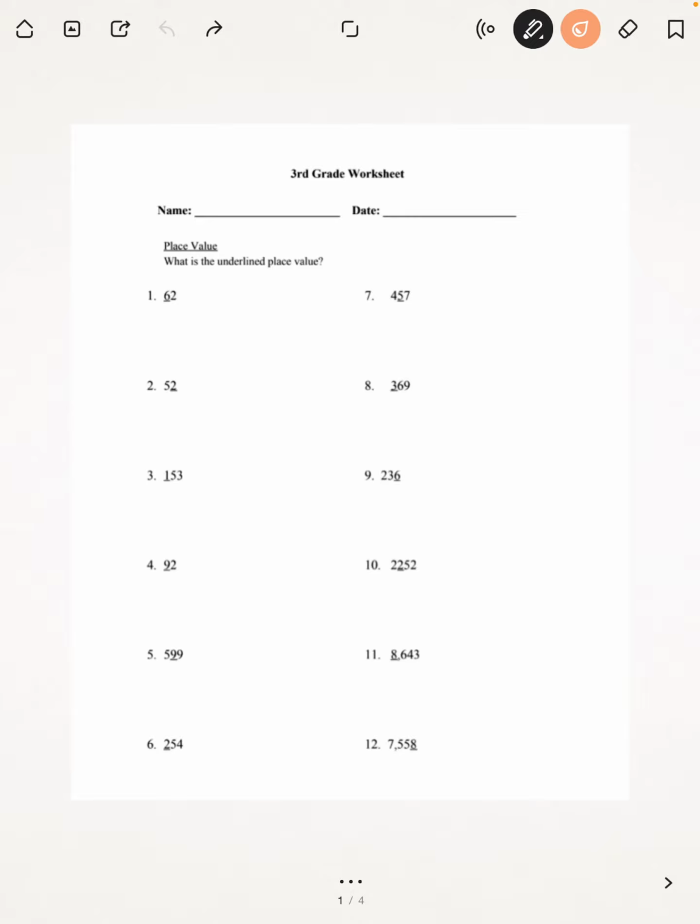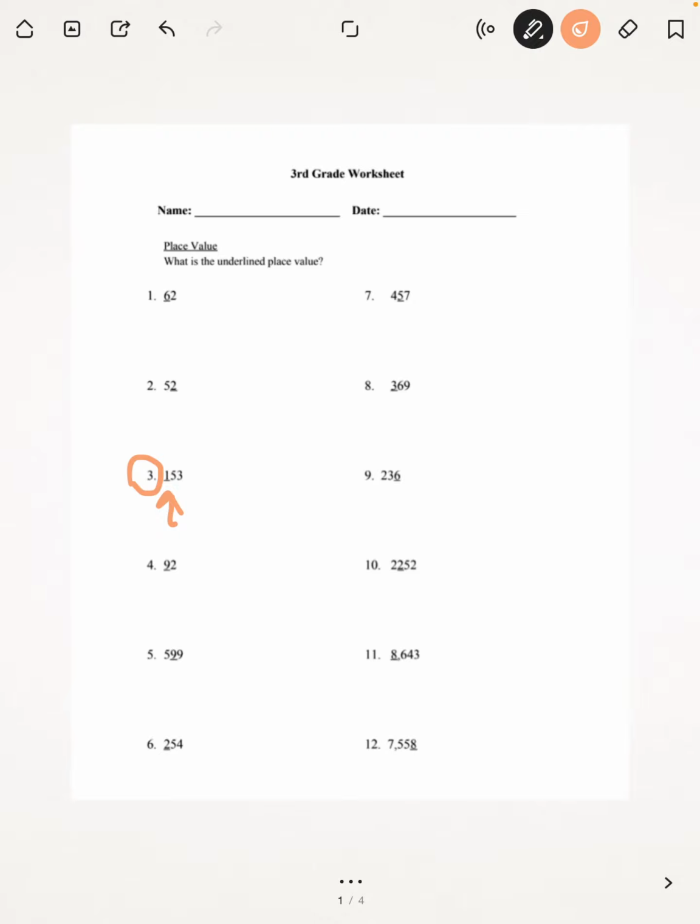The first topic that we're going to be going over today is place value. I'm first going to be doing number 3. Number 3, 153, and we have to figure out what place value the 1 is in. And to figure out what place value is, you just look at which number it is.